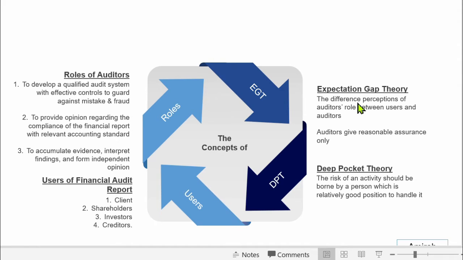Then we will talk about the EGT. EGT stands for Expectation Gap Theory. Based on this article, it means the different perception of the auditors' role between users and auditors. Actually, the auditor has the role to give a reasonable assurance only regarding the financial audit report, and not to give a full guarantee that the financial audit report is free from misstatement. And then DPT, deep pocket theory. Deep pocket theory is that the risk of an activity should be borne by a person who is in a relatively good position to handle it.